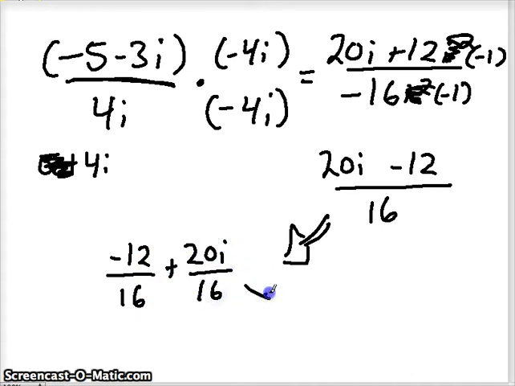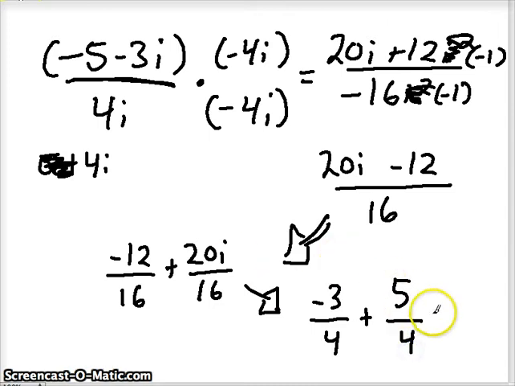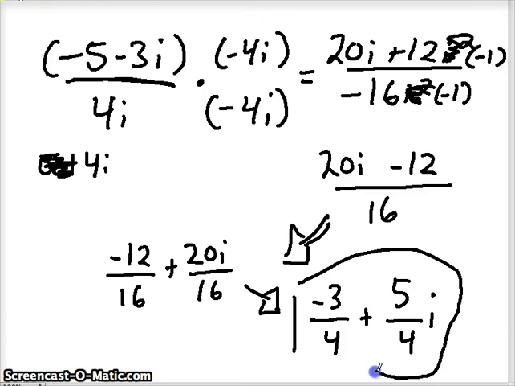Let's simplify that. Negative 12 over 16 gets reduced to negative 3 over 4. And 20 over 16 gets reduced to 5 over 4. And this i gets written last. There's our standard form. Can't add these two things together. This is a real number right here. This is an imaginary number. So this is our final answer.